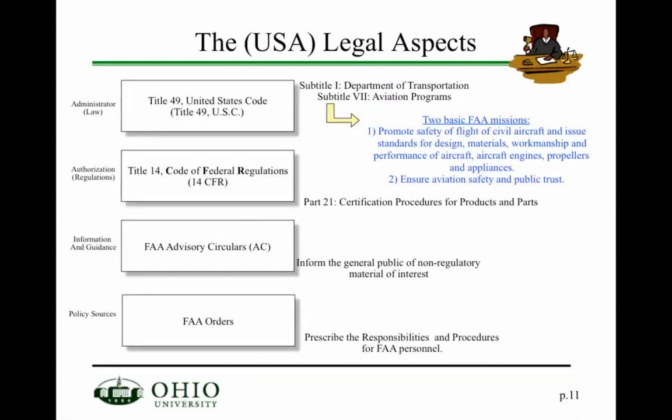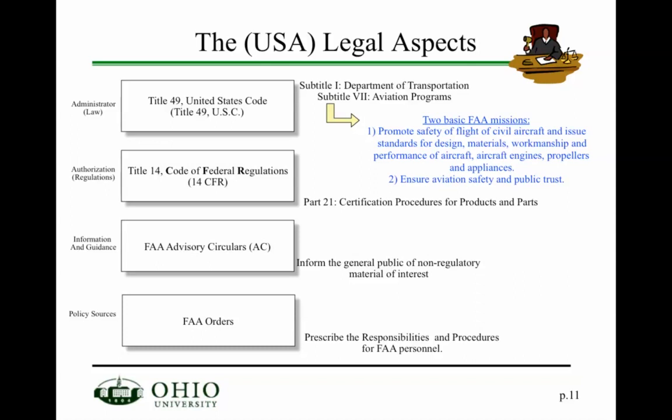Well, let's look at the legal aspects. If you go to the law of the land, you see Title 49 of the United States Code, which defines the Department of Transportation, but also the aviation programs. And in the aviation programs, it specifies the two basic missions of the Federal Aviation Administration, which is to promote safety of flight of civil aircraft and issue standards for design, materials, workmanship, and performance of aircraft engines, propellers, and appliances. And second, to ensure aviation safety and public trust.